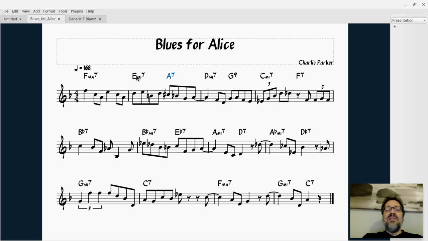So we have an entire circle of fifths from E to A to D to G to C to F to B flat, all organized as 2/5s. We have C minor 7, F7 is 2/5 in the key of B flat. We have D minor 7, G7 is a 2/5 in the key of C. And then we have E minor 7, A7, which is 2/5 in the key of D.